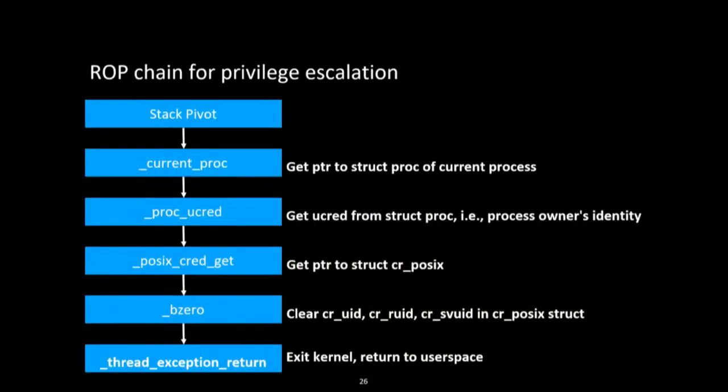So this is the ROP chain for the privilege escalation. Firstly, we use a stack pivot to control the stack and then get the pointer to the struct proc of the current process. Then we get the ucred from proc and set cr_uid, cr_ruid, and cr_svuid to zero. After that, we will use a thread exception to exit the kernel mode and return to user mode. Then we can execute the system bash to get a shell with root privilege.